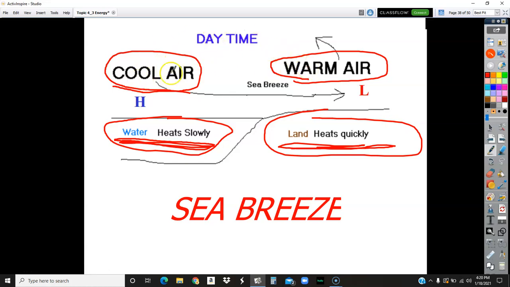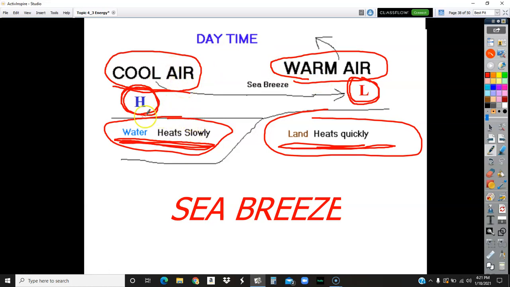A difference in temperature in the air creates a difference in pressure. Cold air is normally high pressure. When you look on a weather map and you see a big blue H, that's high pressure, which is cooler or colder air. When you see an L, low pressure, that's warmer air. And then you create what's called a breeze and wind. Wind is created by a difference in pressure. And again, we'll cover more of this when we get into weather.